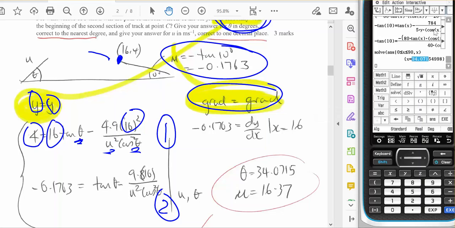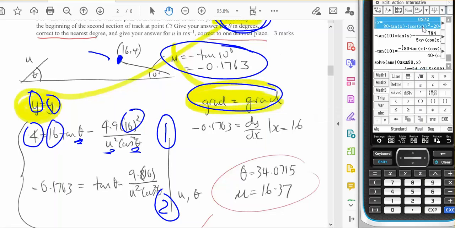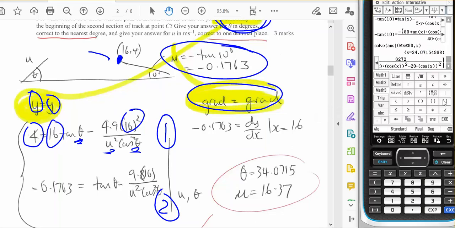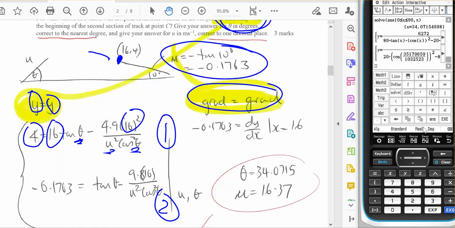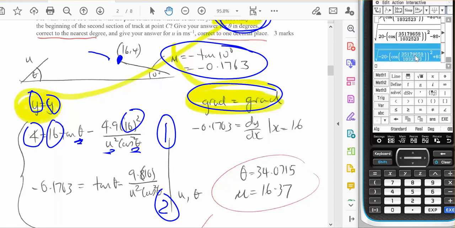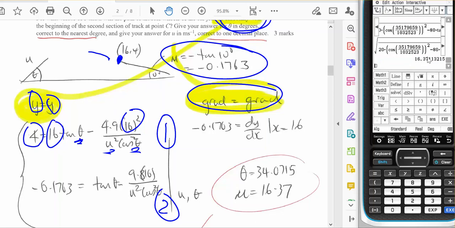To find y, I know that y equals this, so I'm going to copy that. But remember, that's u squared. Paste, given this answer for x, gives me an answer. Then I'm going to take the square root of all of this, which gives me 16.37, the second part of the answer.